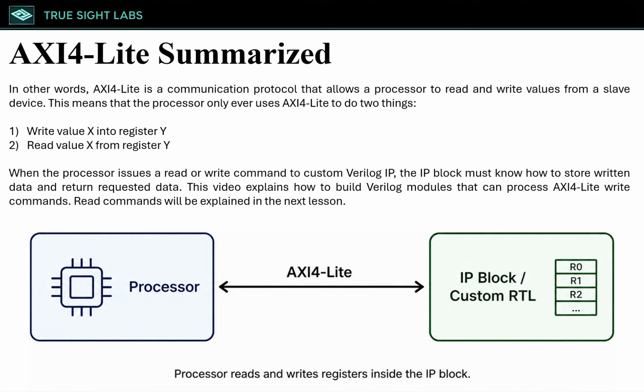In other words, AXI4-Lite is a communication protocol that allows a processor to read and write values from a slave device. This means that the processor only ever uses AXI4-Lite to do two things. The first is writing a value into a register. For example, the processor can write value X into register Y. The second is reading a value from a register. For example, the processor can read value X from register Y.